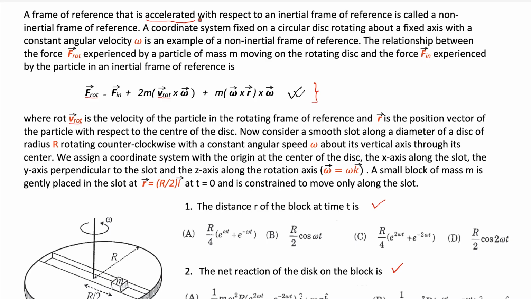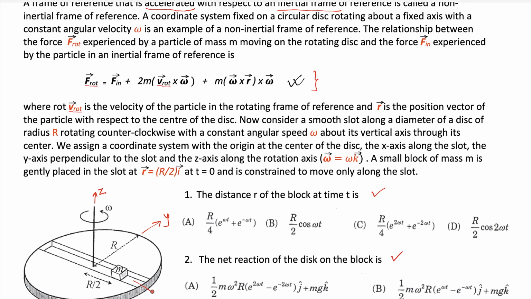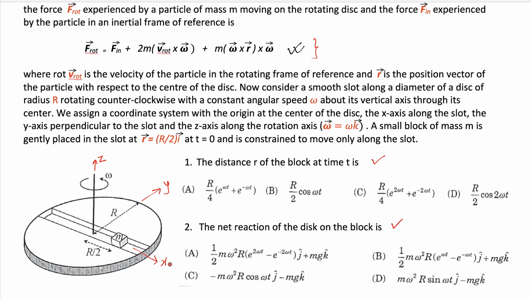A frame of reference that is accelerated with respect to an inertial frame of reference. There is an inertial frame of reference, you can treat this as a lab frame. It is called a non-inertial frame of reference. A non-inertial frame of reference is something which is accelerated, not the inertial frame. The inertial frame might be moving, but with constant velocity; acceleration may not be there. And they have defined the coordinate system. If you see, this one is Z, this one is Y, and over here, this side, it is X.